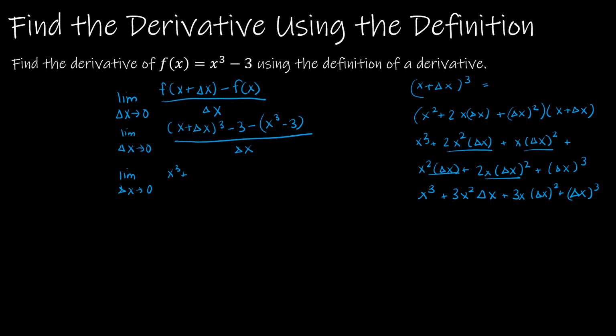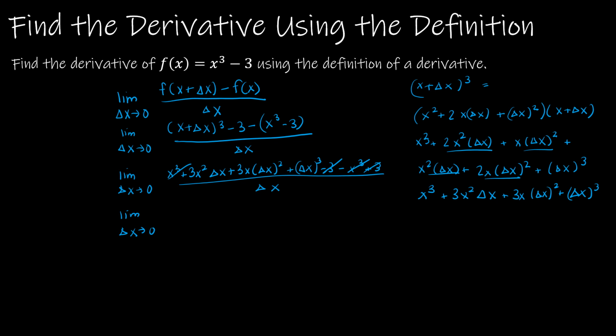x cubed plus 3x squared delta x plus 3x delta x squared plus delta x cubed minus 3 minus x cubed plus 3. So minus 3 plus 3, x cubed, all of this over delta x. Don't be the person who forgets that. Keep writing delta x, the limit as delta x approaches 0 until you plug everything in.